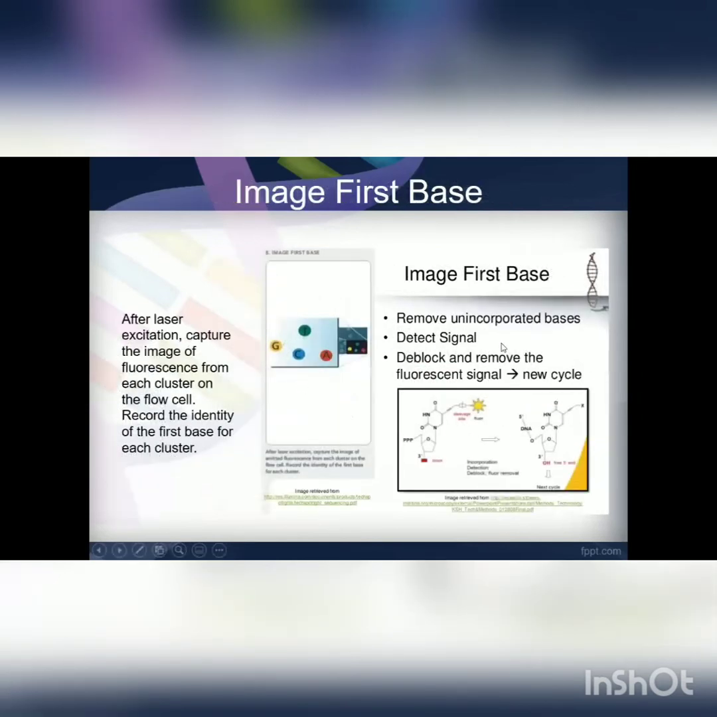Then you would need to image the first base. After laser excitation, you'd capture the image of fluorescence from each cluster on the flow cell, and you need to record the identity of the first base from each cluster. The steps will involve removing the unincorporated bases, detecting the signal, deblocking, removing the fluorescent signal, and initiating the next cycle.